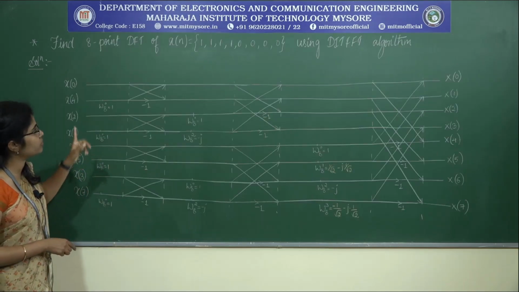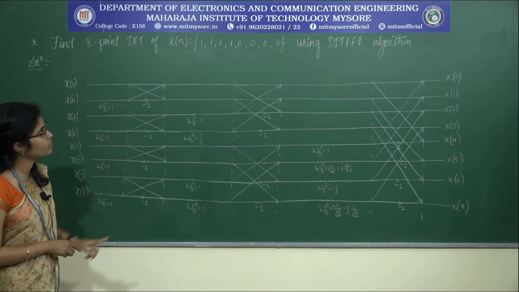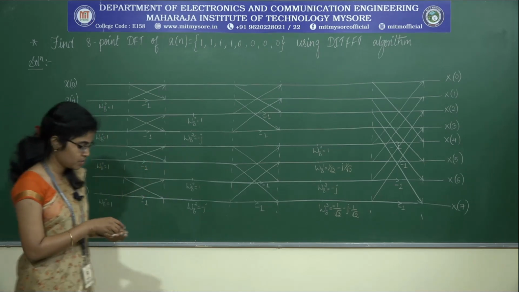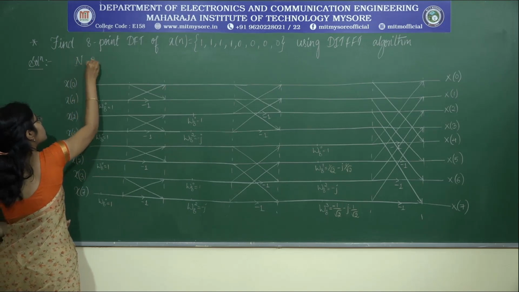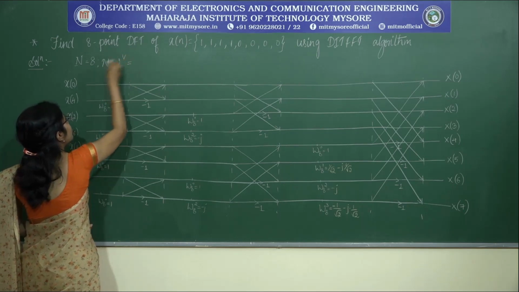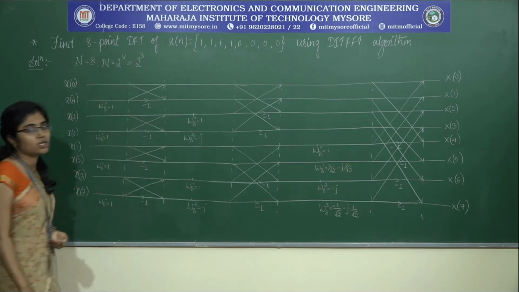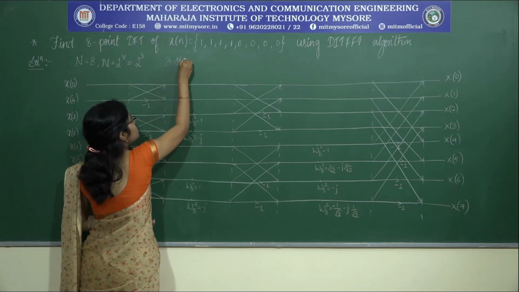Moving on to 8-point DFT, the question is to find out 8-point DFT of x of n, 4 ones followed with 4 zeros using DIT FFT algorithm. So in the question they have told us the value of n is equal to 8. We all know n is equal to 2 power v. So if I express this in terms of 2 power v, I can write it as 2 cube. So how many stages we are going to get? We are going to get 3 stages.